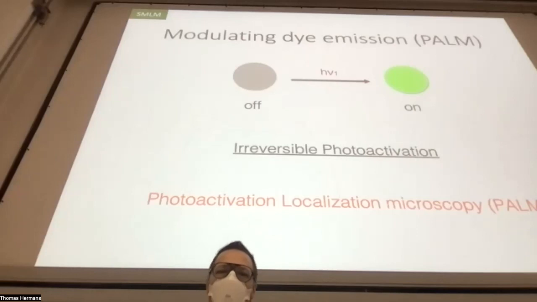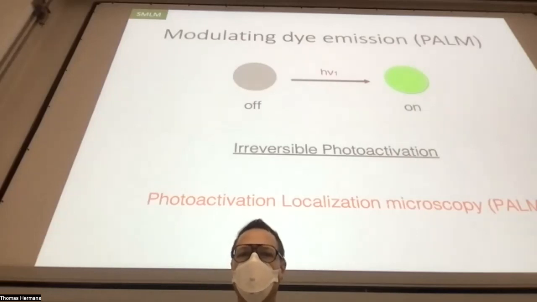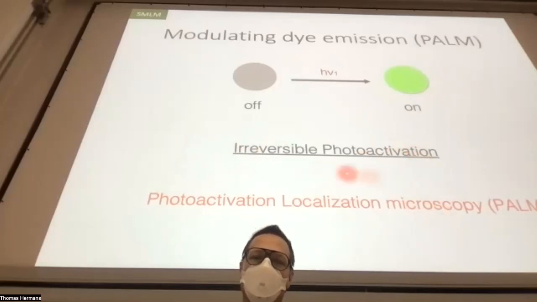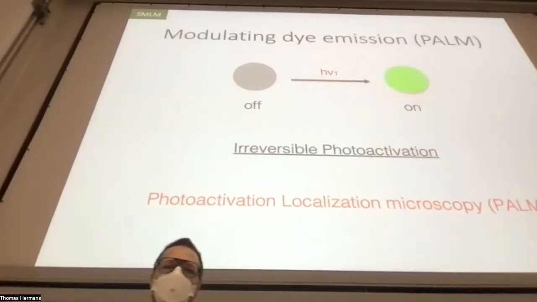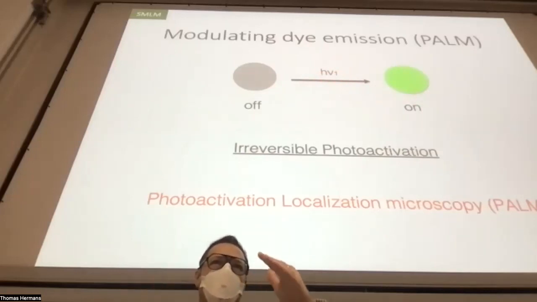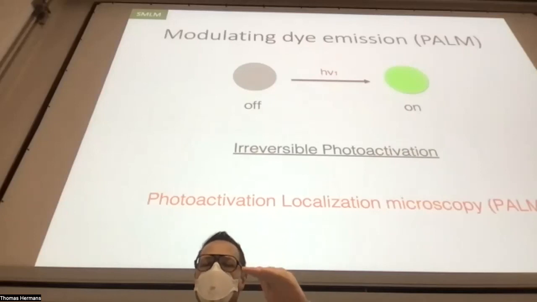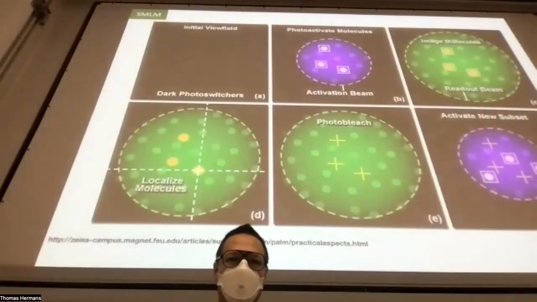The second method to do blinking is PALM, which is photoactivation localization microscopy. You first have a dye which is in the off state, and you typically use UV light to turn the dye on. Then when the dye is activated, you can image it for some time, and if you keep shining light, you will photobleach the dye and it will go off. So let's look at what that looks like.